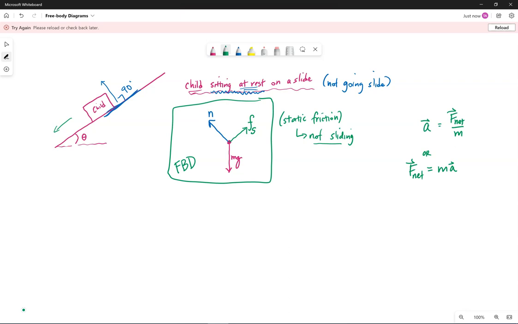So to relate this free body diagram, we have accounted for all the forces. To relate that now to what's happening and to acceleration, we want to think about the motion. So for this specific problem, the child sitting at rest, they're not going to slide down the slide. That means there's no acceleration in any direction at all. There's no acceleration horizontally. There's no acceleration vertically. There's no acceleration down the slope. So that means the net force overall has to add up to be 0.